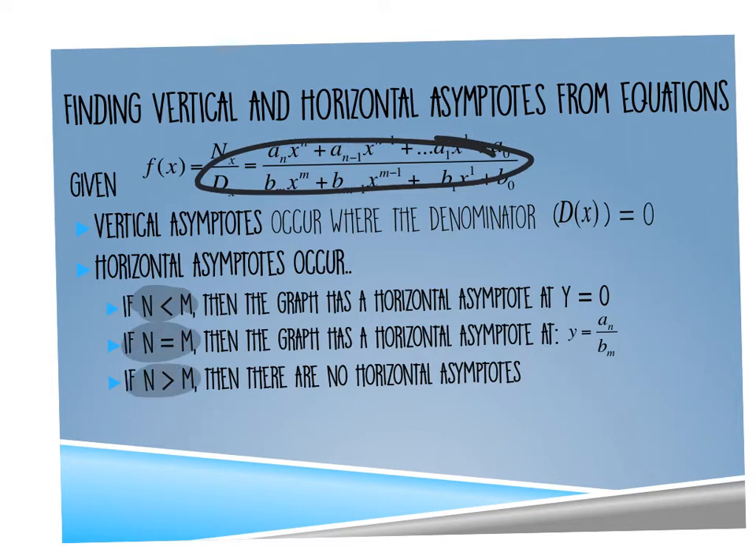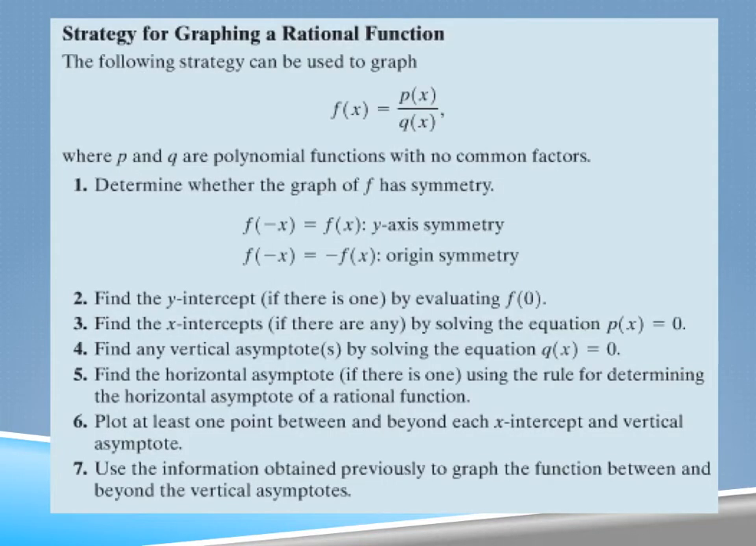If the highest exponent in the top is less than the one in the bottom, then there's a horizontal asymptote at y equals 0. If they're equal, then it's y equals the leading coefficient of the top over the leading coefficient in the bottom. And if it's greater than, then there's no horizontal asymptote. So this needs to be ingrained in your brain, okay? You need to know everything on this slide. This slide kind of put it all together.